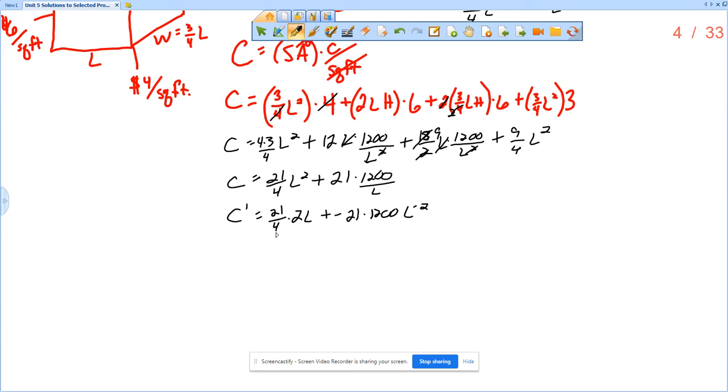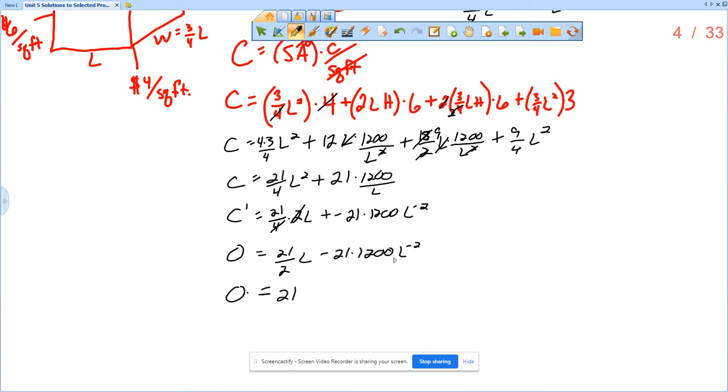And so now I want to set this equal to 0 and solve. So remember, this is going to be a 42, so I've got 42/4. Actually, these will just reduce, so 21 halves L, and then minus 21 times 1,200. I'm just going to leave that alone for right now, and this is L to the negative second. So now in order to solve this, I want to factor. Now, I can factor out a 21.